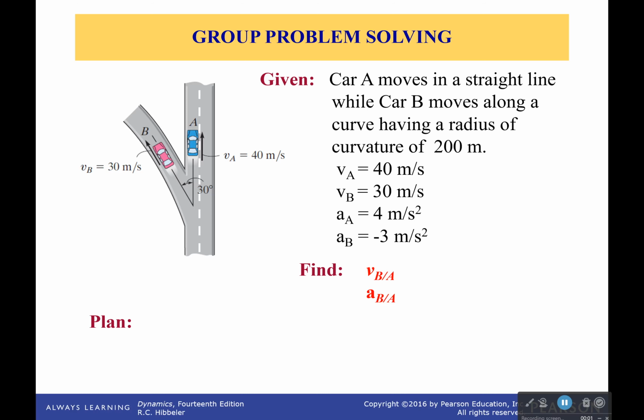Everyone, welcome back. Okay, so we have a whole lot going on here. We have car A, which is moving in a straight line up, while we have car B, which is going along a curve to the left. And what we want to figure out is, okay, what are their velocities? What is their relative velocity and what is their relative acceleration?